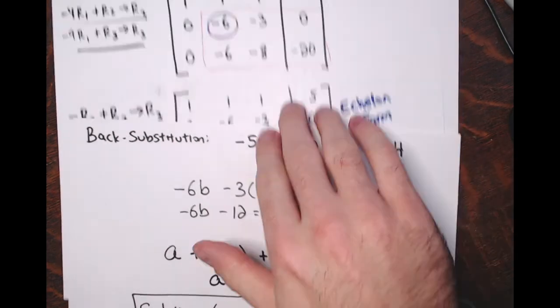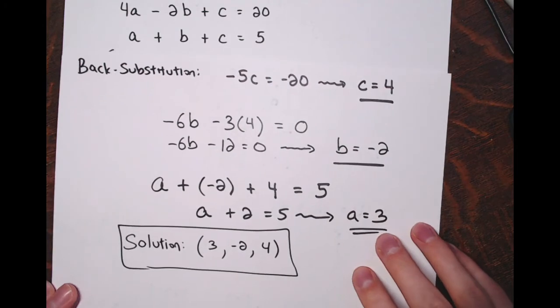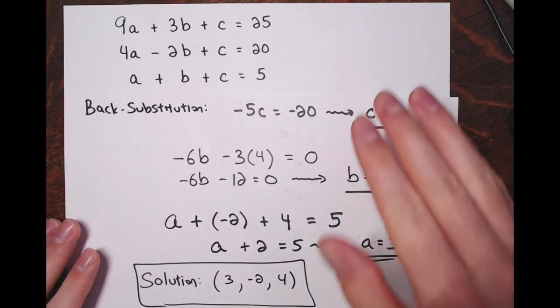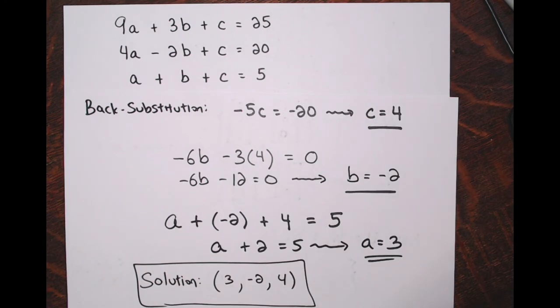And let's test it out. Let's see. Is this really a solution to my original system? Because remember, when you perform all those row operations, you create systems that are row equivalent to the original system, meaning they have the same solution. So this solution to that last system should be the same as the solution to the first system.